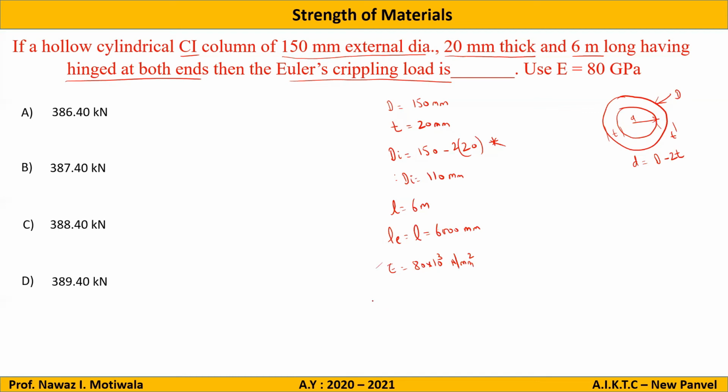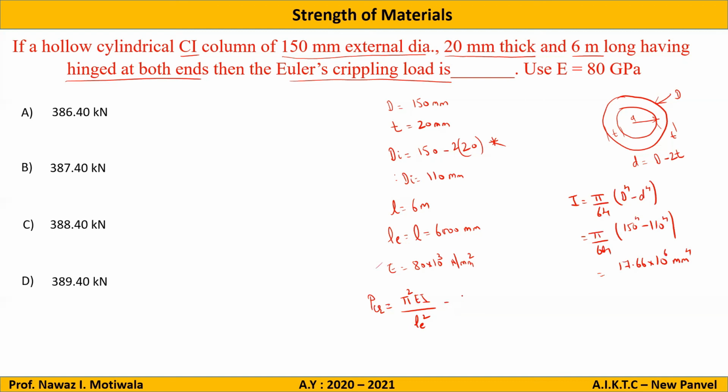Now we are required to find out what is PCR due to Euler load. So PCR will be equal to pi square EI by LE square. In this, I will require first I, so I will calculate here. I is equal to pi by 64 for a hollow column, pi by 64 into D raised to 4 minus d raised to 4. So it will be pi by 64 into 150 raised to 4 minus 110 raised to 4. On solving this, I will get the answer as 17.66 into 10 raised to 6 mm raised to 4.